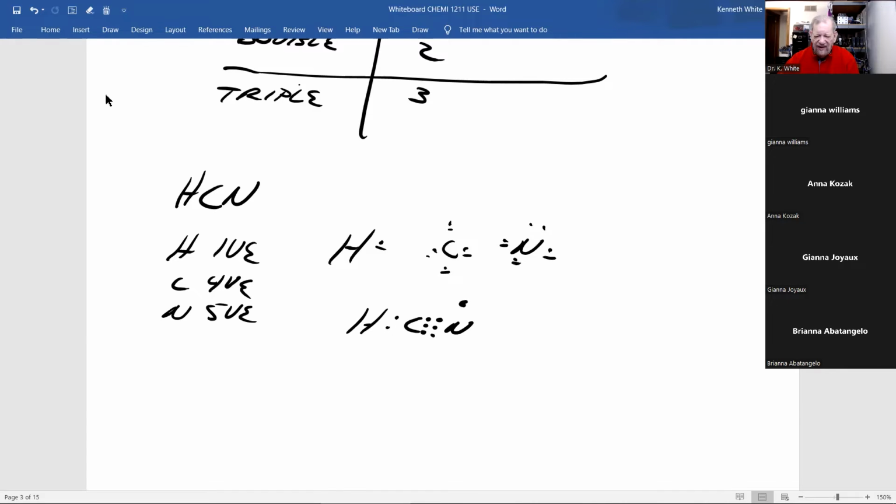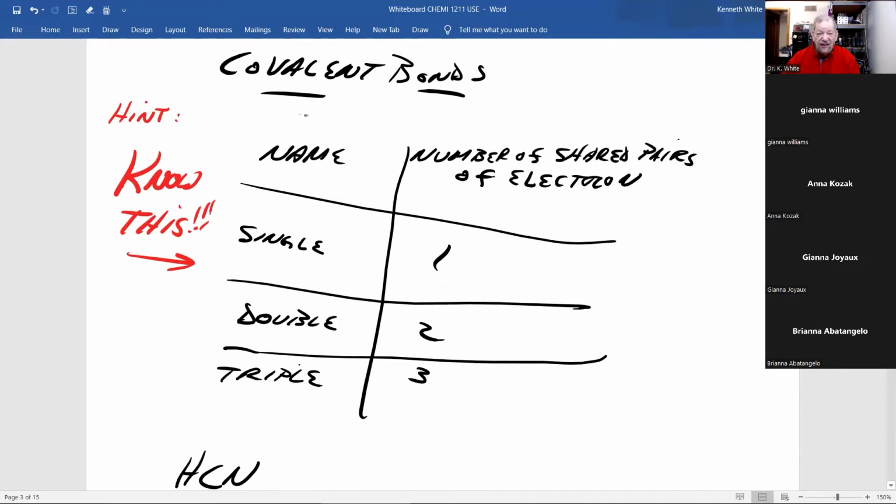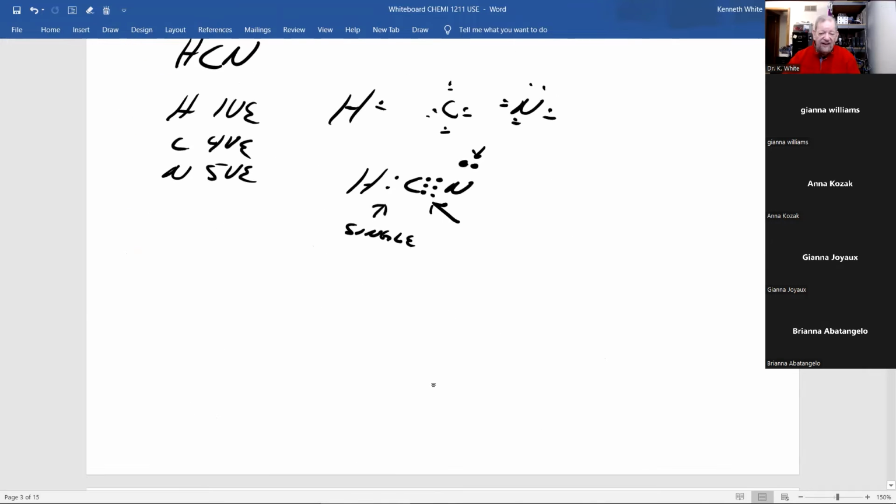And the non-bonding electrons come along for the ride. In hydrogen cyanide, HCN, this is a single bond, and you should be able to identify that. And this is how many pairs? 1, 2, 3. Remember, pair means 2. And up here it says name, triple bond, 3 pairs, and that's a triple bond.